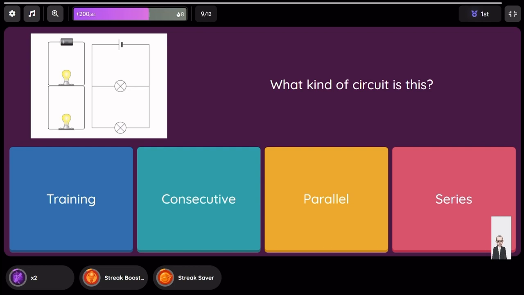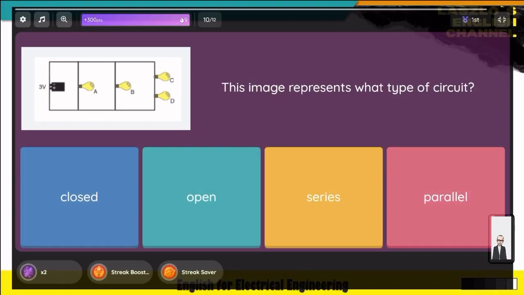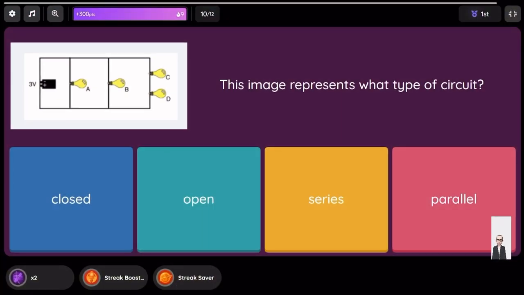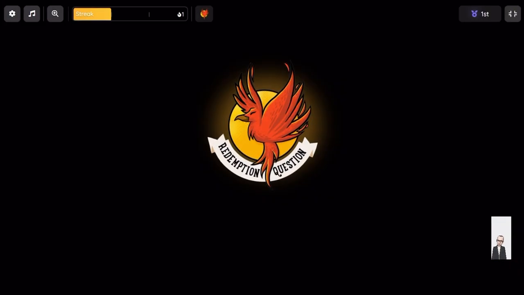What kind of circuit is this, or what are these examples of: training, consecutive, parallel, or series? This one again will be a parallel circuit, and I think we have one more. Yes. What type of circuit is represented in this image right here? Closed, open, series, or parallel? This will be a parallel circuit, although at the same time we could also call it a closed one. We don't need a redemption question because we've answered everything correctly.